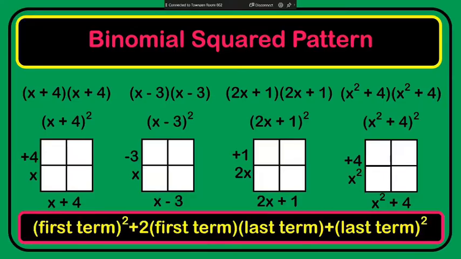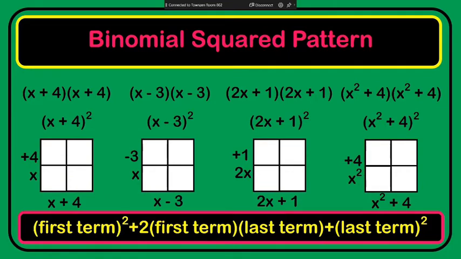All right, Math 2 students, my goal for this video is to help you understand how to multiply binomials in two special cases. One special case is called the binomial squared pattern, and the other special case is called the sum and difference pattern. As we go through the video, pay attention to both patterns and how they are different so that you don't get them confused.